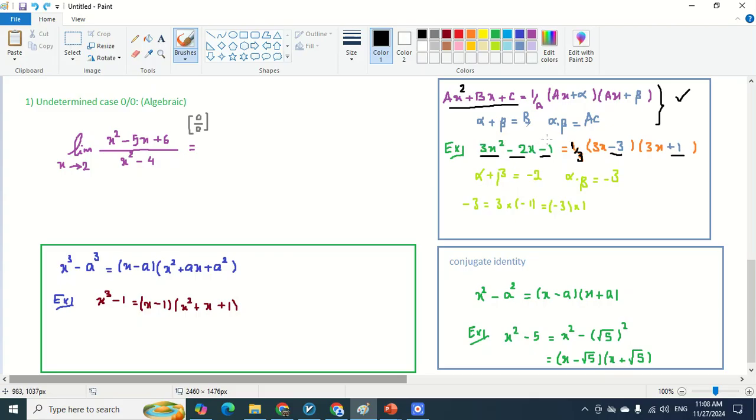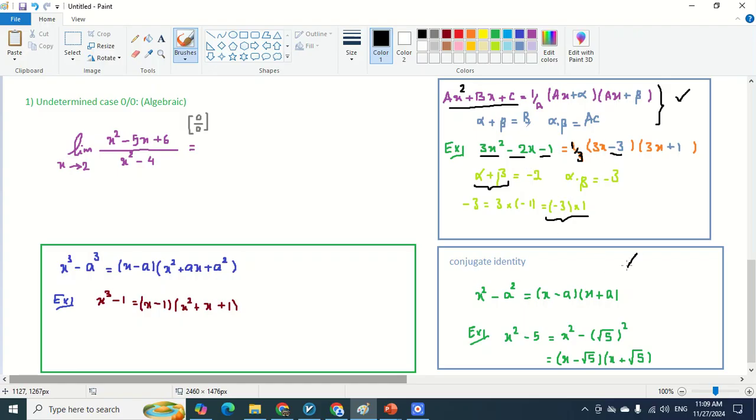So alpha times beta will be equal to minus 3. This minus 3 can be written as 3 times minus 1, minus 3 times 1, and so on. But I'm looking for the case where the addition of these two numbers is equal to minus 2. The only case is minus 3 and 1: their addition is minus 2 and their multiplication is minus 3. So I replace it over here, minus 3 and plus 1, and then I factorize that quadratic equation in this way.